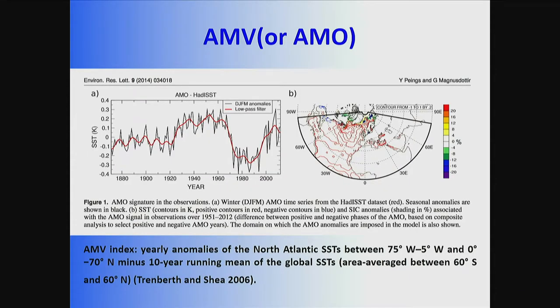And the second is something different: let's go to the Atlantic. This is Atlantic multidecadal variability, or Atlantic multidecadal oscillation, and here you can see from the ERSSTs these oscillations. Basically, this index, the AMV index, is obtained by taking the yearly anomalies of the North Atlantic SSTs in the northern part of the North Atlantic, and subtracting, to remove the climate change signal, the trend of the SSTs, basically the 10-year running mean of the global SSTs. This is the well-known definition by Trenberth and Shea in 2006.